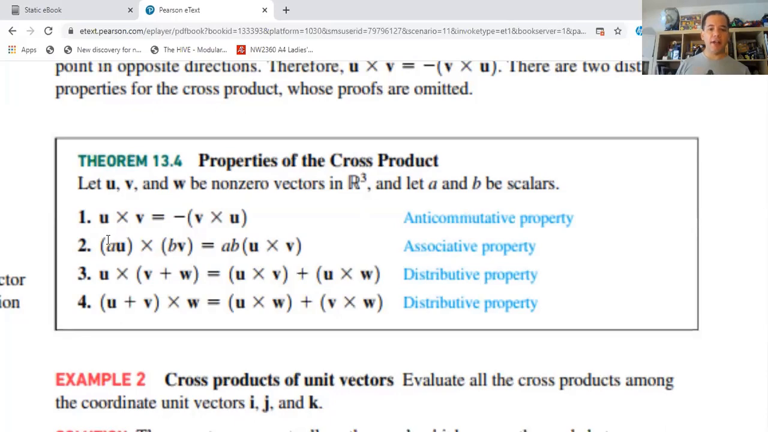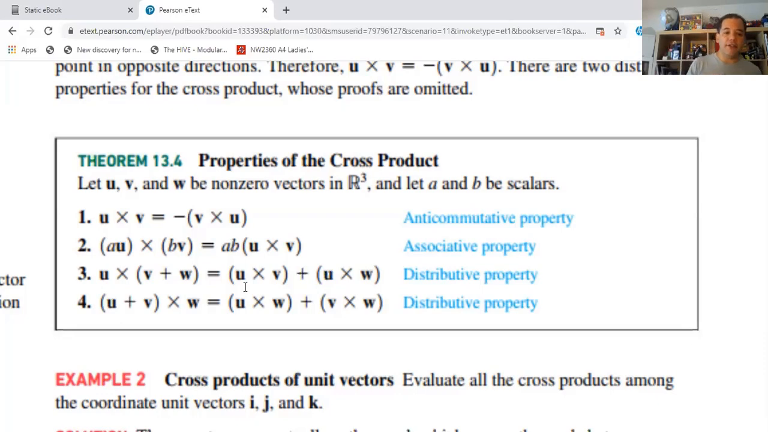Scalars. If you have scalars a and b, so if you make a vector bigger or smaller, when you do the cross product, the direction is still the same. The only thing that's going to change is the magnitude of the answer. And the magnitude of the answer will simply be multiplied by whatever scalar you multiply by. So if you multiply by a scalar a or by a scalar b, the answer will be multiplied by a times b. That's what it says.